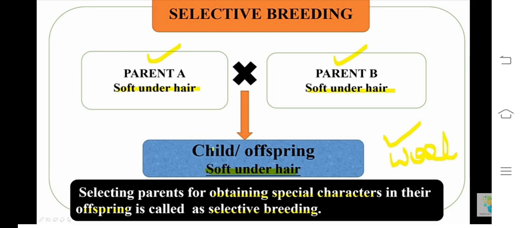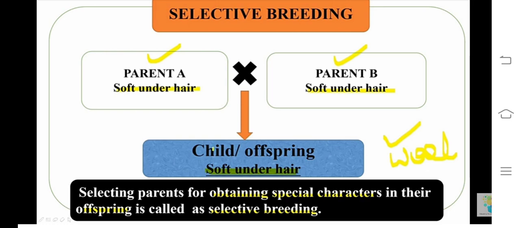We have to select the two important breeding. Breeding means what, children? We have to select two parents. So, two types of fibers are there, children. I tell you later. So, how can we select the breeding? Why do we have to select the parents? Because we select parents for obtaining special characters in their offspring. Offspring means child. Clear? So, it is called selective breeding.